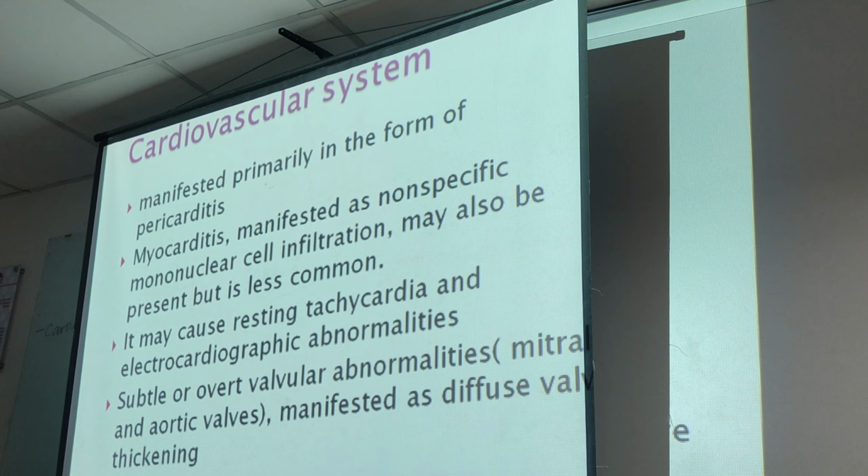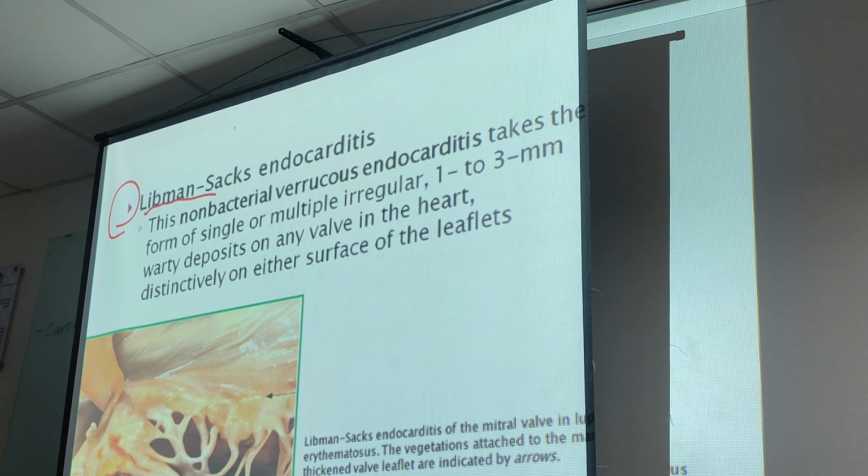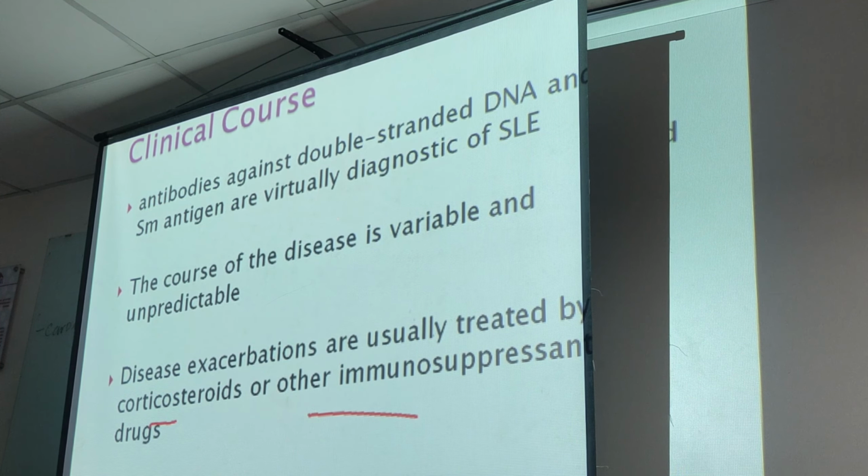In the cardiovascular system, it can affect basically all tissues. It can affect your myocardial cells, leading to myocarditis. The valves are also involved, leading to Libman-Sacks endocarditis. This is a non-bacterial verrucous endocarditis that takes the form of single or multiple irregular 1 to 3 millimeter warty deposits on any valve in the heart, distinctively on their surface or leaflets.